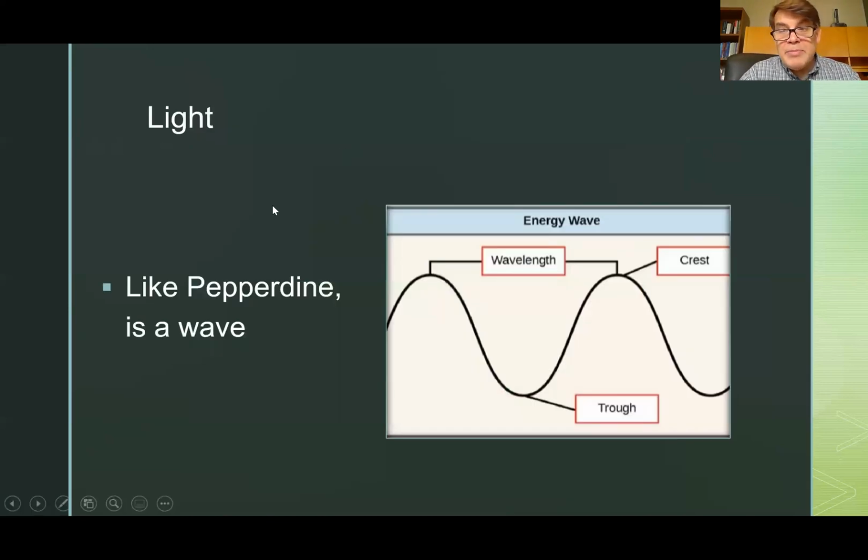So light, like Pepperdine, is a wave. Now, if you walk down from the beautiful campus of Pepperdine to the Pacific Ocean, you'll see some waves and maybe some surfers. So for a wave, the wavelength is basically the length from crest to crest, or you could go from trough to trough if you wanted. But the wavelength is the length between crest and crest, and the higher the frequency, that is the more waves per second, the more energy, right?